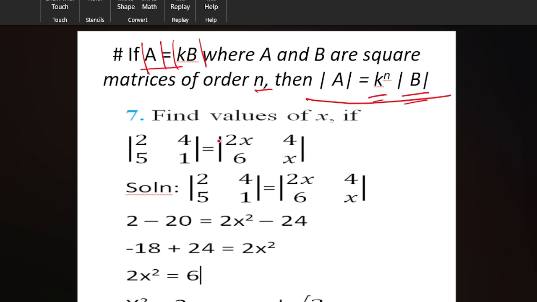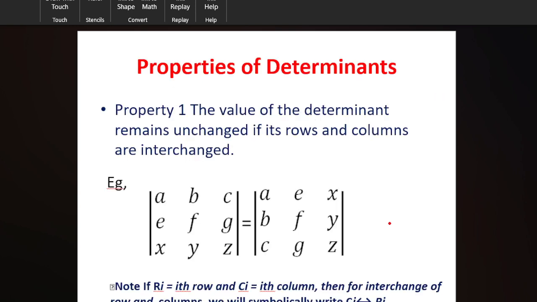So this one: find the value of x if two determinants are equal. Just expand: 2 into 10, 20 minus 18, equal to twice x square minus 6 into 4, 24. So you solve it, you get plus minus root 3. This type of question we may get in the exam.